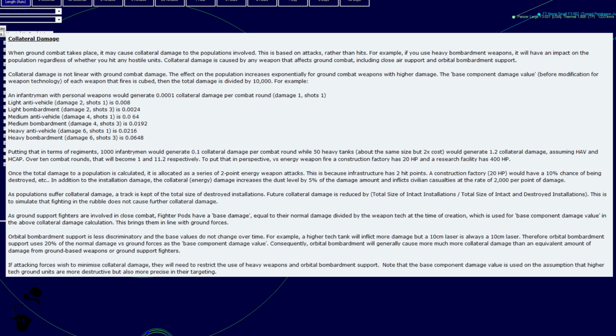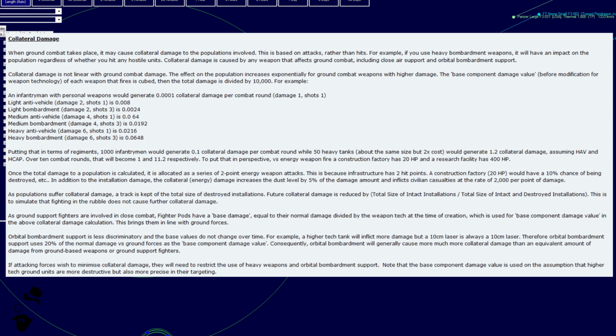As populations suffer collateral damage, a track is kept of the total size of destroyed installations. Future collateral damage is reduced by the total size of intact installations divided by the total size of intact and destroyed installations. This is to simulate that fighting in the rubble does not cause further collateral damage.